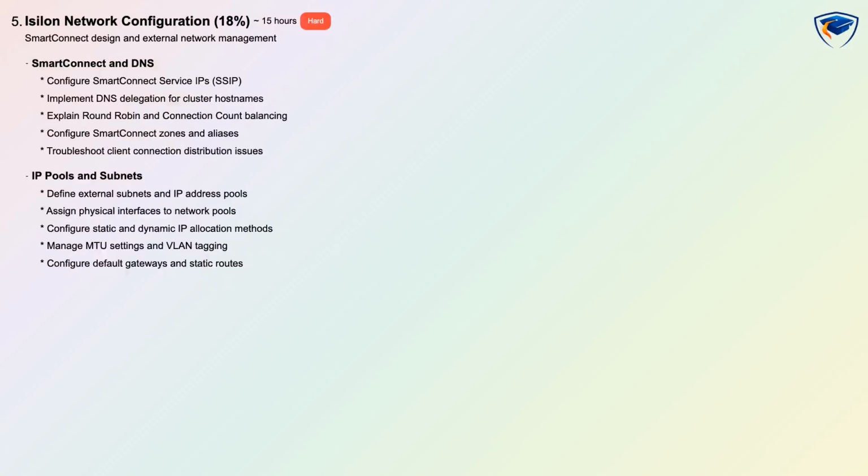The third domain, ISILN Identity Management and Authorization, focuses on authentication, directory services, and access control. In this domain, you'll learn about authentication providers and access zones, where you'll configure Active Directory and LDAP directory services, implement access zones to provide multi-tenancy, manage local users and groups within 1FS, configure provider priority and search order, and troubleshoot authentication connectivity and latency.